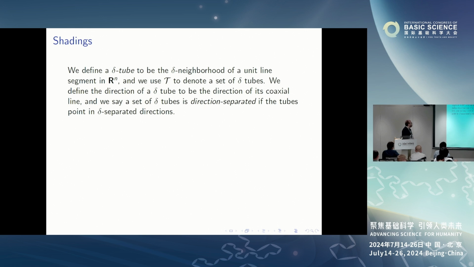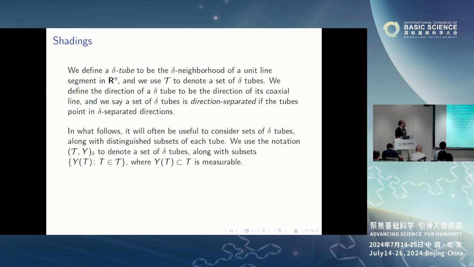So I've defined a delta tube already, and I'm going to use calligraphic T to denote a set of delta tubes. We define the direction of a delta tube to be the direction of its coaxial line, meaning the line that's in the center, and we say a set of delta tubes is direction separated if the tubes point in delta separated directions. And in what follows, it will be useful to consider sets of delta tubes along with distinguished subsets of each tube.